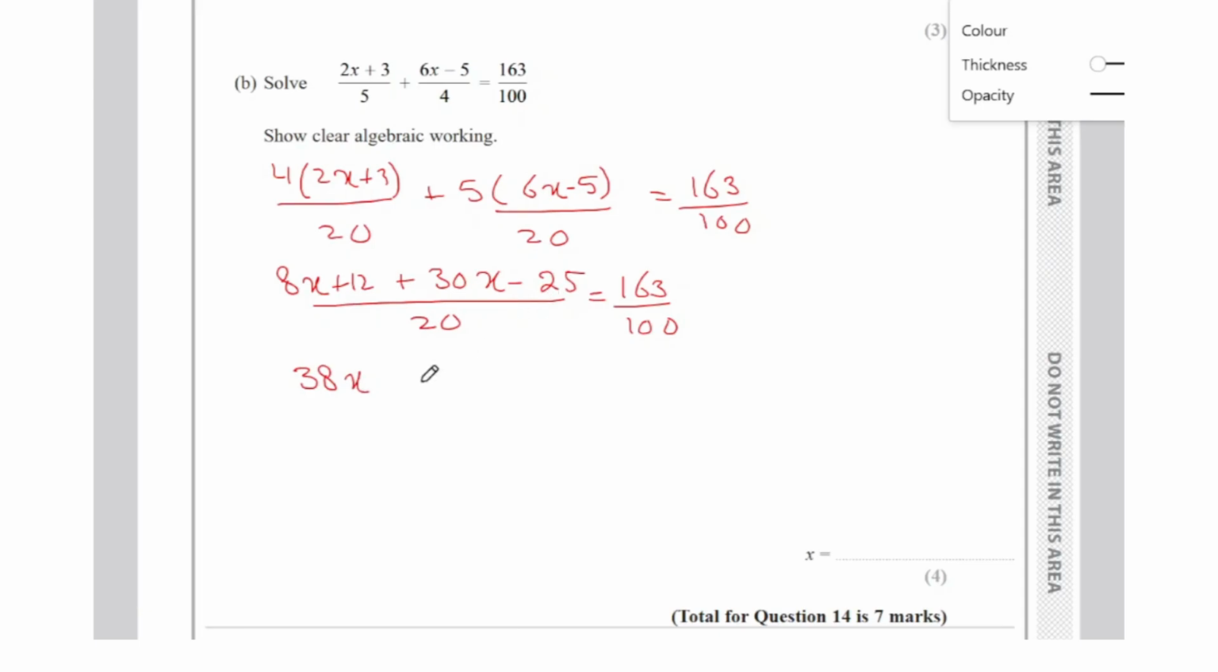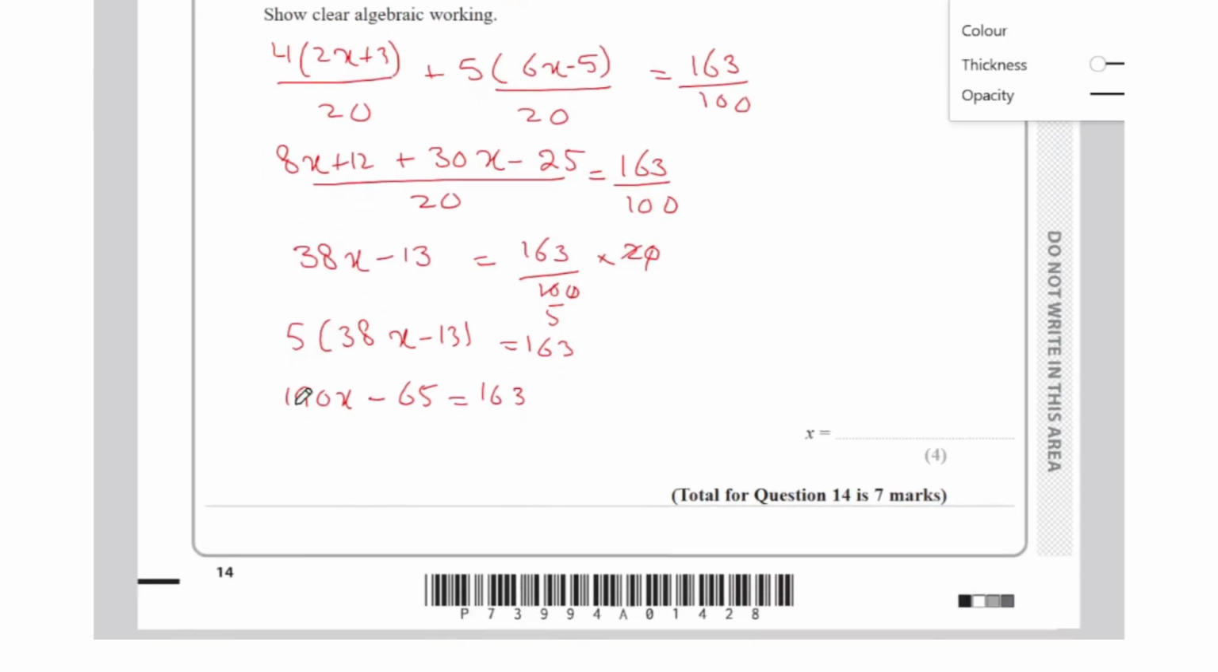12 minus 25, what will we get? Minus 13. Minus 13 is equal to 163 over 100. We're going to bring this one over here, so that becomes 20. Okay, if we divide this 0 with this 0, 2 with 5, we end up over here with 5. So now we're going to expand with this 5. So 38x minus 13 is equal to 163. Okay, so that gives us 190x minus 65 is equal to 163.